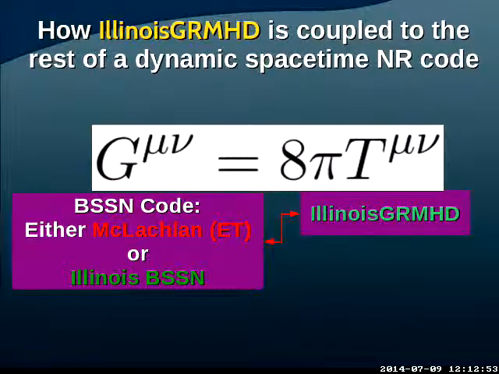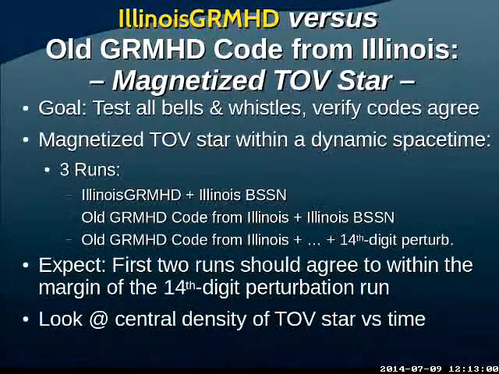Next, I'll show results from tests that demonstrate round-off error agreement between Illinois GRMHD and the old GRMHD code of the Illinois group. So here's an overview of the test. The goal is to test all the bells and whistles. So we have a dynamic spacetime, dynamic magnetic fields, dynamic hydrodynamics, to verify that the codes agree. And what we do is a magnetized TOV star. So it's an equilibrium. Well, it's an equilibrium if we didn't have magnetic fields. So it's not in equilibrium after we add these seed magnetic fields. So, as I said, it's within a dynamic spacetime.